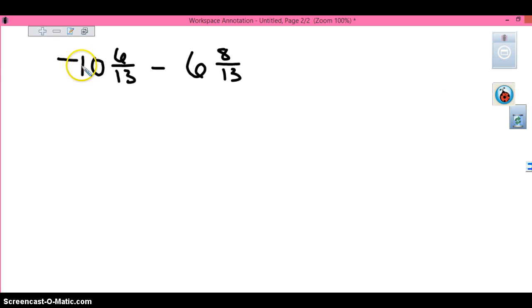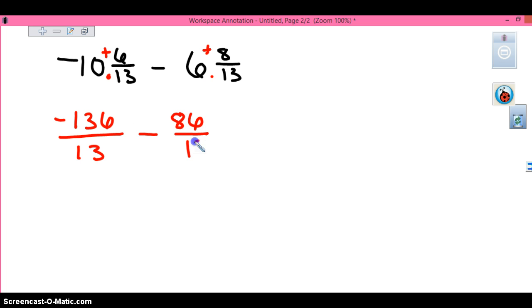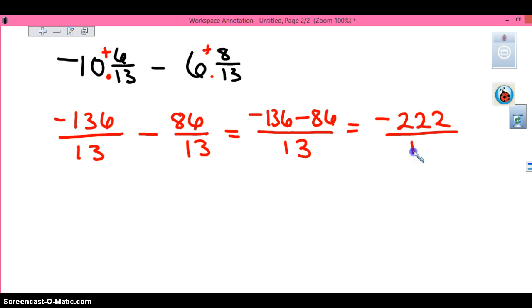If we're going to subtract -10 and 6/13 minus 6 and 8/13, we're going to change the mixed numbers into improper fractions. 13 times 10 plus 6 is 136, so -136/13. 13 times 6 plus 8 would be 86/13. They are like fractions. We keep the denominator and subtract the numerators. This means -222/13.